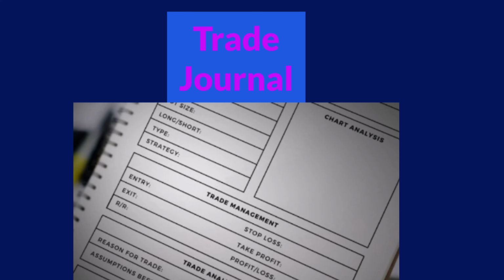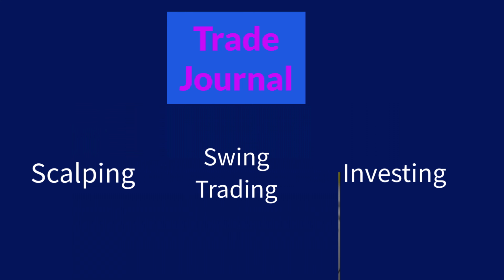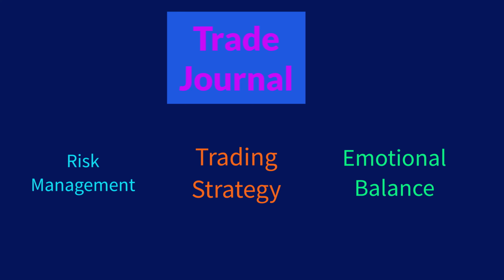Now the last element is the trade journal. It is so important to review our trades on a regular basis to understand where we are making mistakes. After a couple of months of review, you will be able to answer yourself whether you are suitable for scalping or swing trading or investing. Also, this review helps us know which other element we are performing poorly, whether it is risk management or strategy or emotional balance.